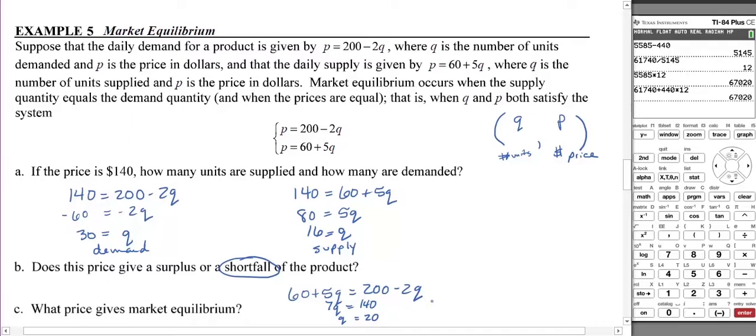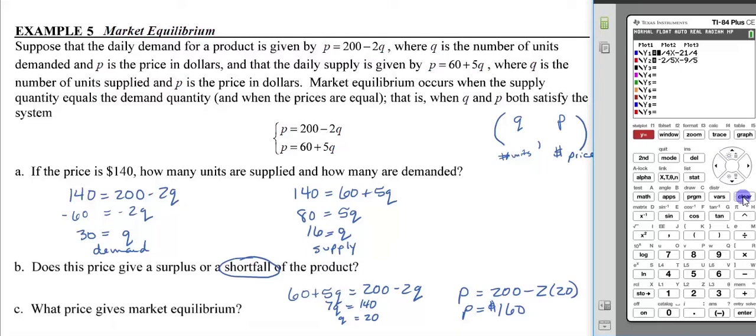They're asking what the price is. You simply take that and put it back into one of the original equations. So your P equals 200 minus 2Q. If I put it into the first equation, I get this. So that is 200 minus 40, that'd be 160. So if you had a price of $160, that would give you market equilibrium.